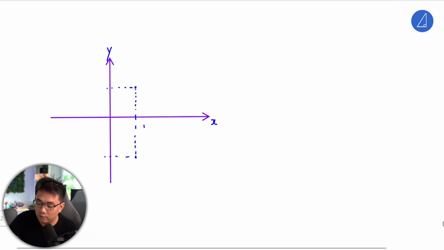So we're gonna just find out what's y first. So when x is equals to 1, okay, and we need to find out what's y. So sub x equals to 1 into C.